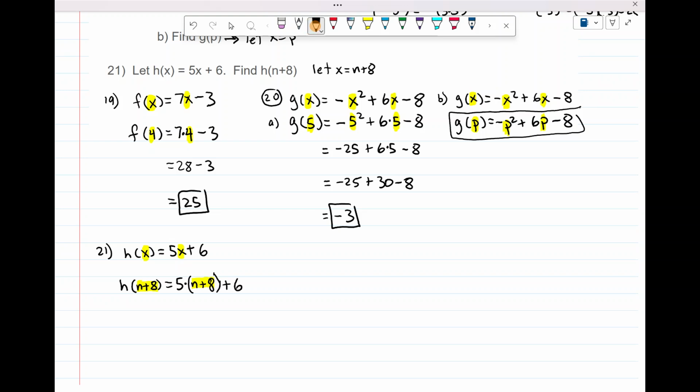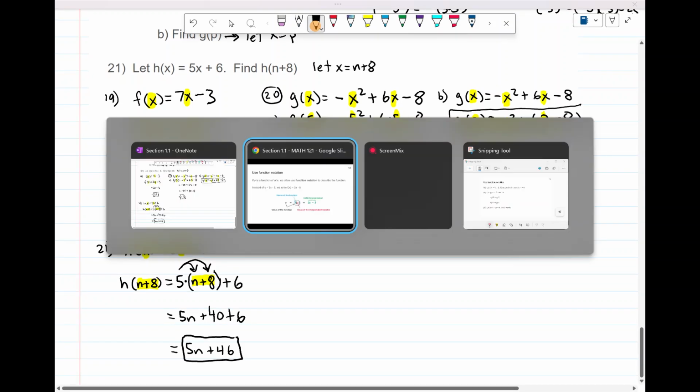Now here, we can simplify this because we can use the distributive property. So 5 times n is 5n. 5 times 8 is 40, plus 6. And then I can combine these two number terms. 40 plus 6 is 46. And so this is what h of n plus 8 is equal to. Let's go back to the slideshow.